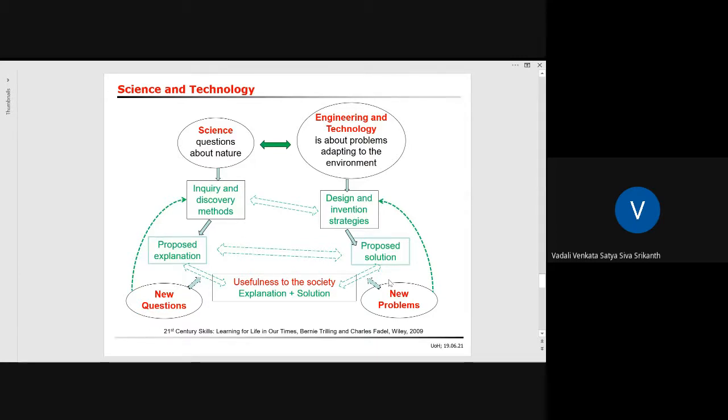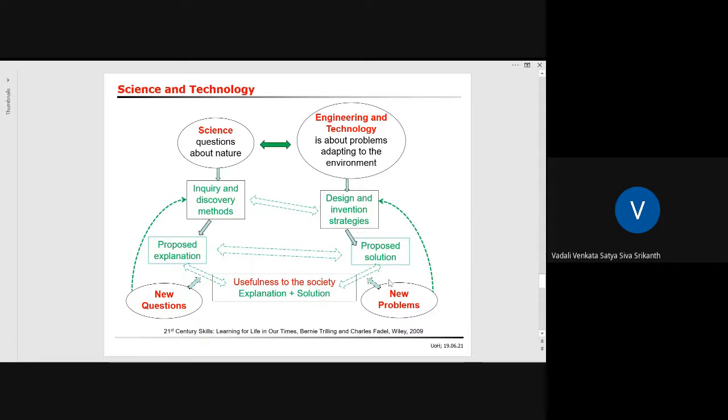Okay, you cannot give a solution without an explanation, and both of them are needed in society. In fact, it is the combination of explanation and solution that is helpful for society. And in doing so, you have new questions and new problems, and you keep answering the new questions and finding solutions to the new problems with a combination of science, engineering, and technology.